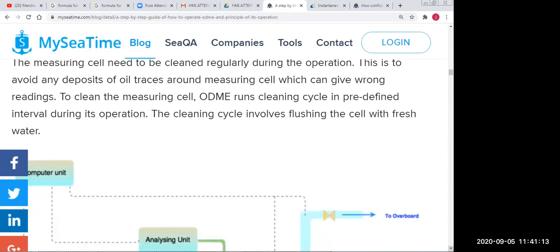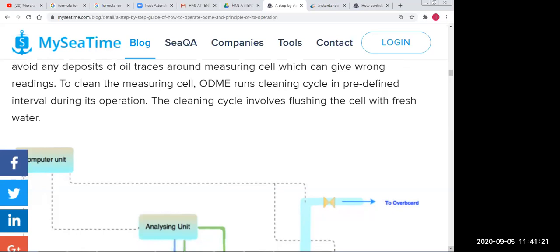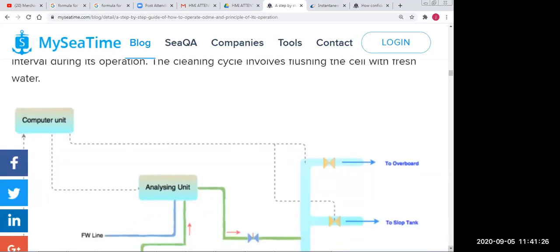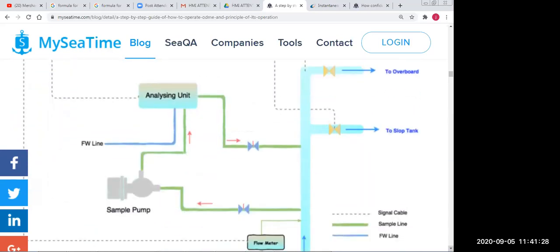Then this measuring cell should always be cleaned, because if there are impurities and particles deposited, it will not measure correctly. So there is a cleaning cycle also provided with that for flushing the cell with the cleaning agent.